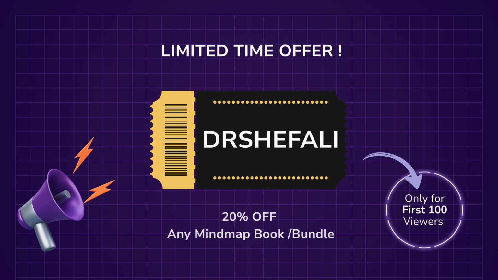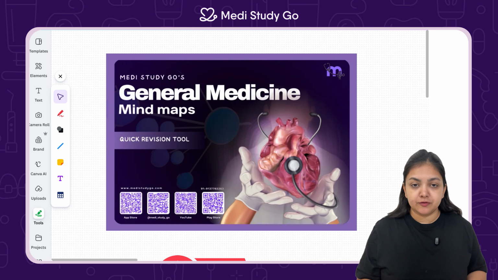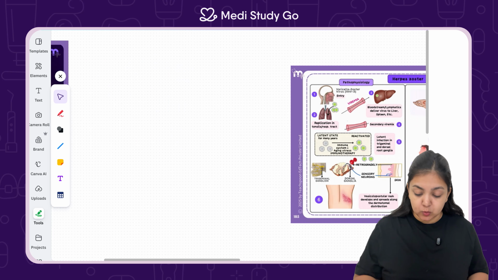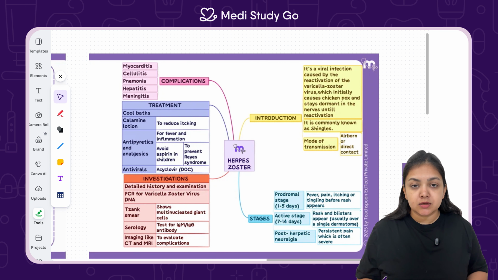So let's get into the lecture for today, which is herpes zoster infection. So what is herpes zoster infection and which type of infection is it? What is the causative organism? These are some basic questions which we need to answer while we're starting off a question to reply.